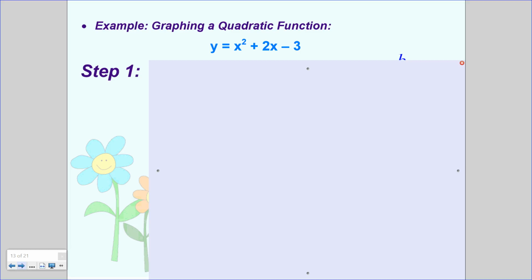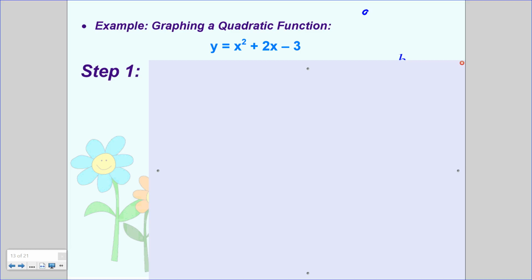So here's our first example. We're going to graph y equals x squared plus 2x minus 3. Remember to start by checking that this is in descending order. So I am starting with the highest degree term and ending with the term with no x variable, or technically an x to the 0. So we are fitting our standard form.